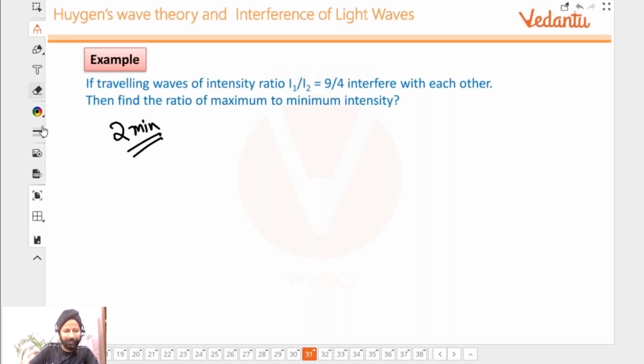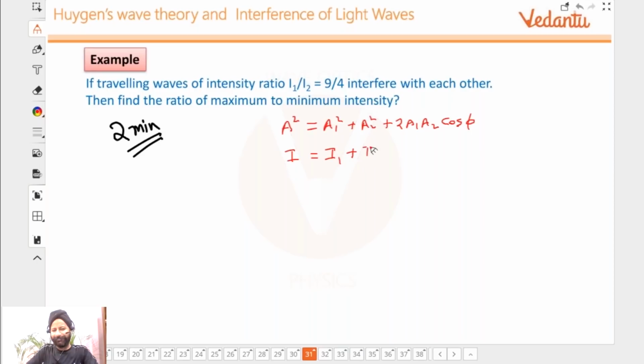I'm going to write the formula here for the students who did not understand earlier or remembered it. So A square, as in the resultant amplitude square, is A1 square plus A2 square plus 2 A1 A2 cos phi. From this formula, you can also write intensity I is equal to I1 plus I2 plus 2 times root of I1 I2 cos phi. You got to use the second formula here because we are talking of intensities.